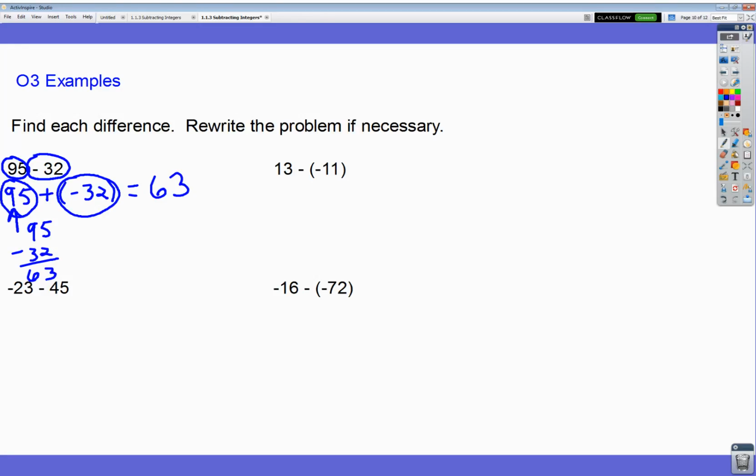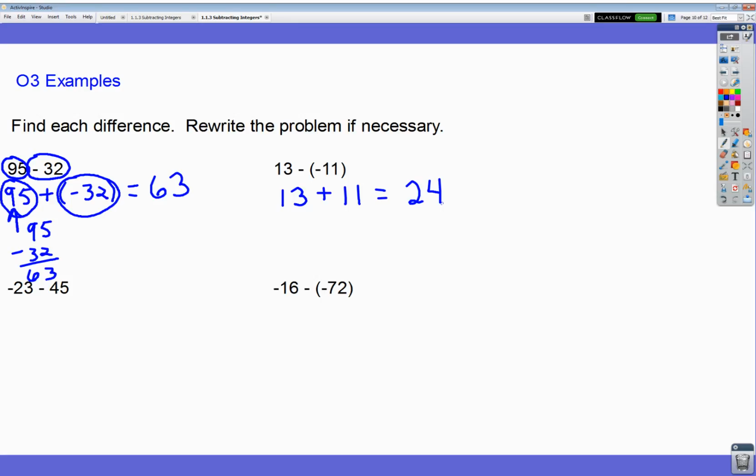Okay, let's take a look at the other one. This one we are going to have to rewrite because we have minus a negative 11. Remember that when we subtract a negative, it's the same as adding a positive. So we have 13 plus 11. So this looked like a really confusing problem, but it's really not. It's really just 13 plus 11. And 13 plus 11 is just 24. And that's the answer. The answer is positive, and we are done.